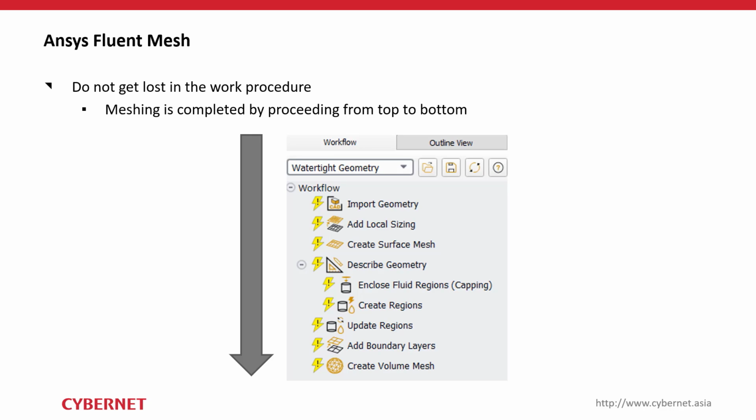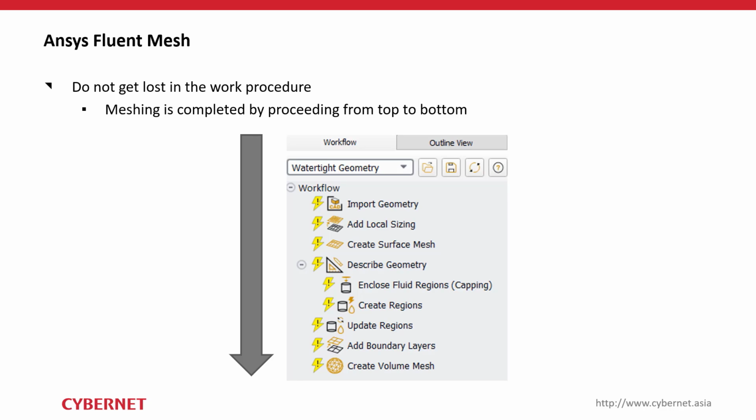Now this is what I mentioned from of the workflow from top to bottom. So inside Fluent Mesh, you can just follow the workflow from top to bottom. You can first start with the import geometry. You can add local sizing, or you can choose to not add any local sizing, because when it comes to sizing, Fluent knows, or Fluent will suggest a good sizing for your analysis.